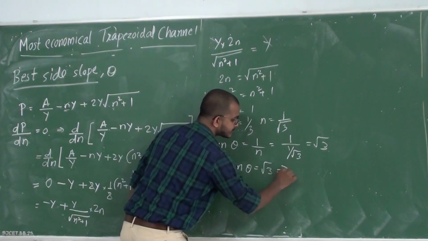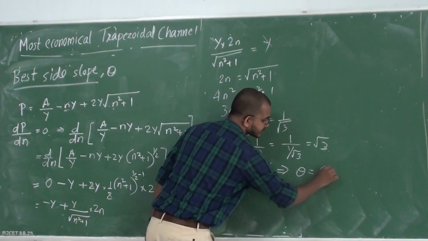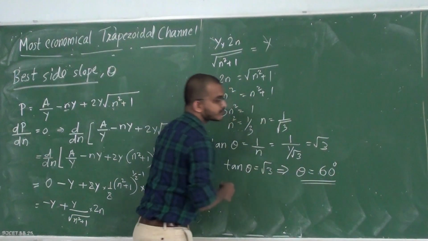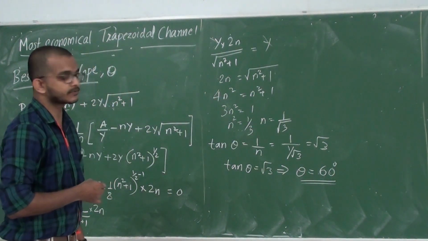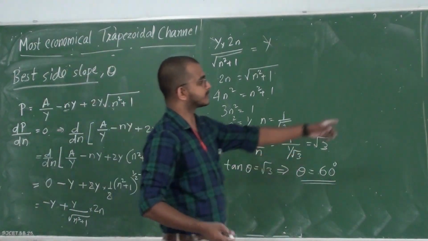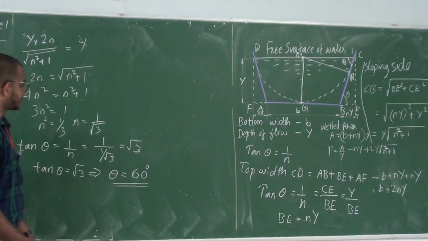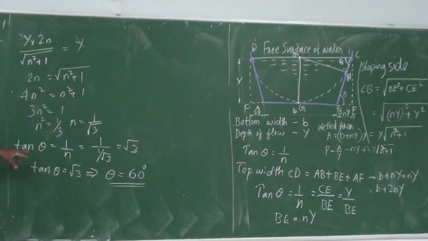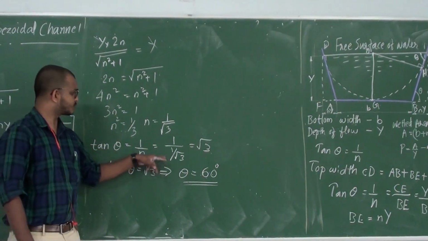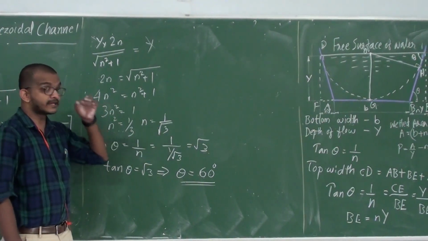Implies theta is equal to 60 degree. Okay. So when the channel is most efficient one, then the side slope theta is equal to 60 degree. Now let us substitute this value n is equal to 1 by root 3 in different conditions.